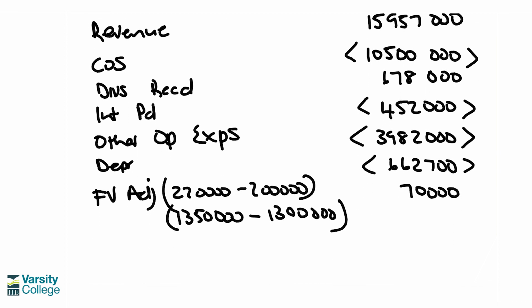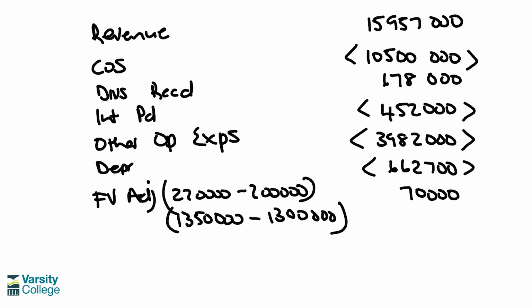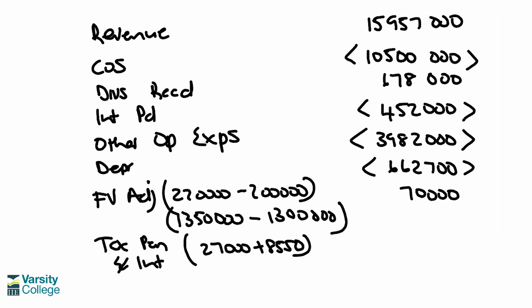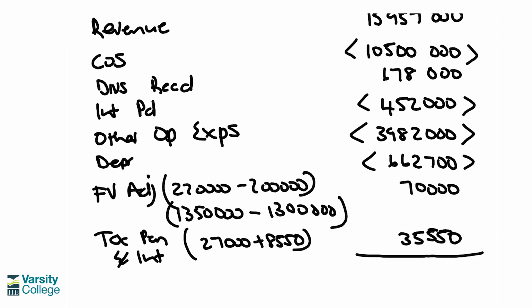And then the only other item that we still need to adjust is the tax penalties and interest. We can just add them together, they don't need to be separate. And it was 27,000 plus 8,550, giving us a total of 35,550. Right, giving us a PBT of 1,072,750. And that's part 1 of the question done. Hopefully 7 or 8 marks in the bag. That's the end of part 1.